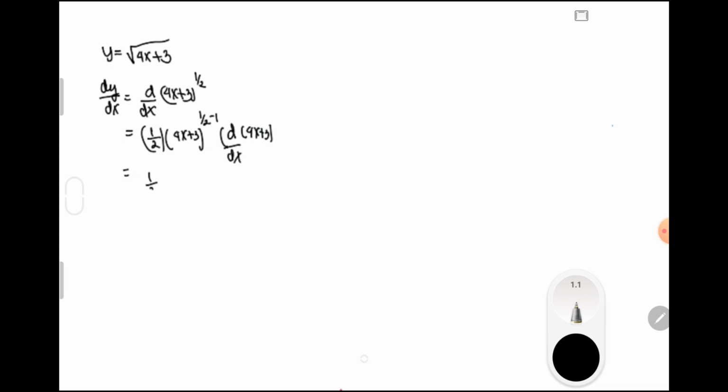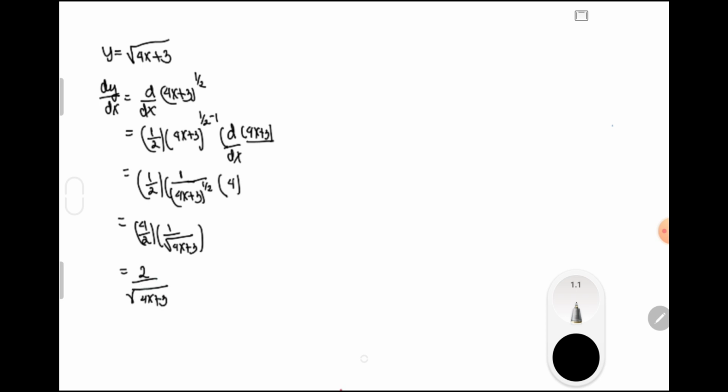So we have 1/2 multiplied by 1 all over (4x plus 3) raised to 1/2. So multiplied by the derivative of 4x plus 3, which is 4. So therefore we have 4 over 2 multiplied by 1 all over the square root of 4x plus 3, which is equal to 2 divided by the square root of 4x plus 3.